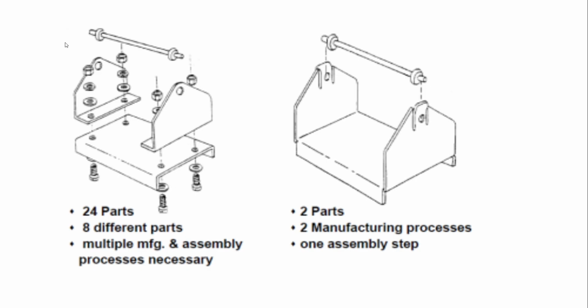Here there are a lot of parts: 24 parts, 8 different parts, and here there are only 2 parts. So here we use design for assembly to reduce many parts. Here multiple manufacturing and assembly processes are necessary. Here one assembly step is done to assemble the parts.